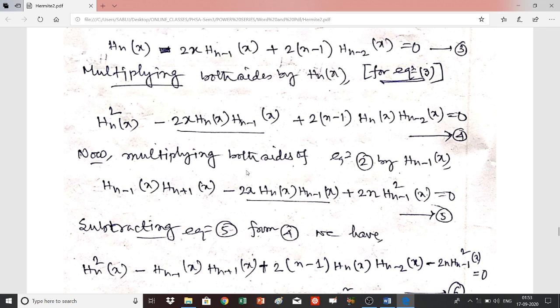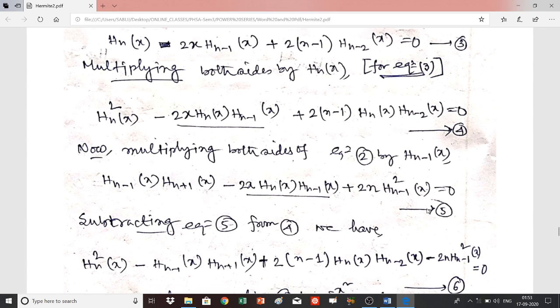Another term like this, 2x H_n(x) H_{n-1}(x), is also present in the other equation. Since this equation is subtracted from the first, these two terms cancel out, and the rest of the terms present are 2(n-1) H_n(x) H_{n-2}(x) minus 2n H_{n-1} squared of x, that is equal to 0.